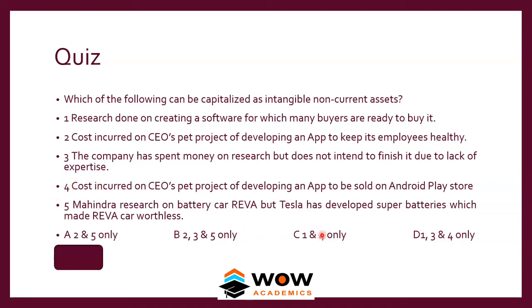So A, B is not the answer. It should be either 1, 3, 4 or 1 and 4. So I think 1 and 4, C, should be the answer. So let's see. Okay, I think the question is a little bit wrong. I think the question was which of the following can be considered as expense. So expenses are 2, 3 and 5. 1 and 4 have to be capitalized. So if you want, we can put it like this: the first one is an asset, second is an expense, third is an expense, fourth is an asset, fifth is an expense.